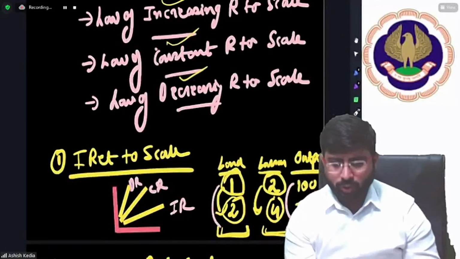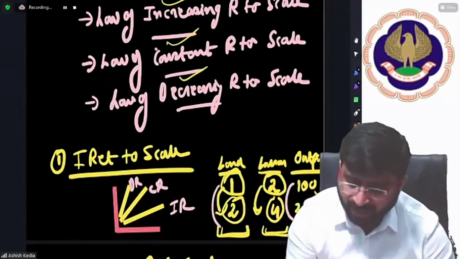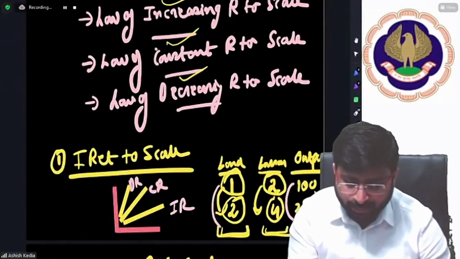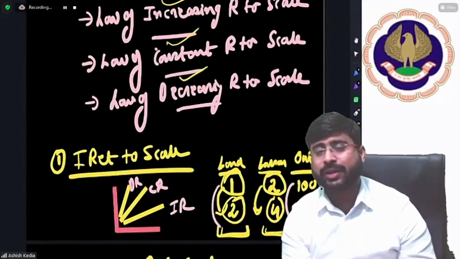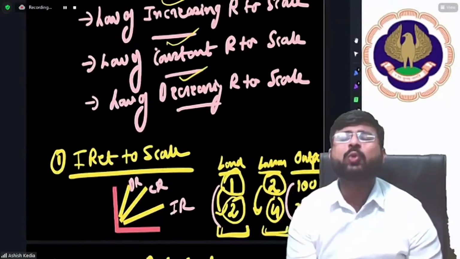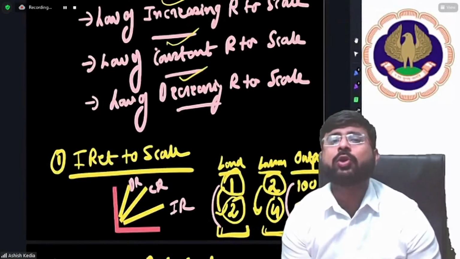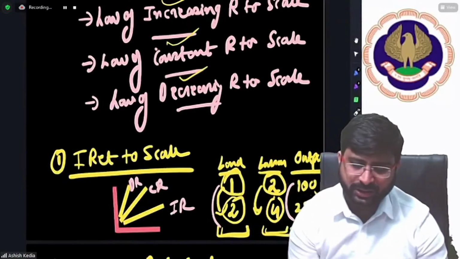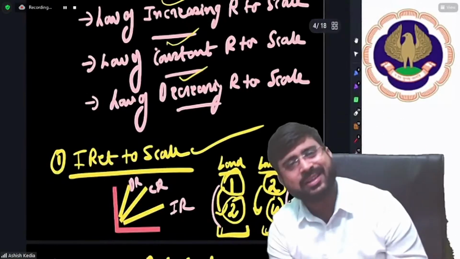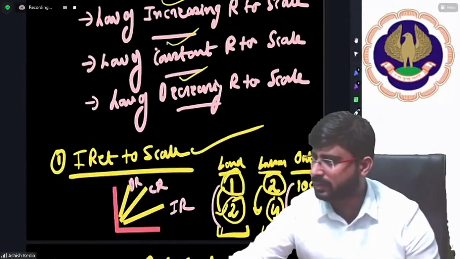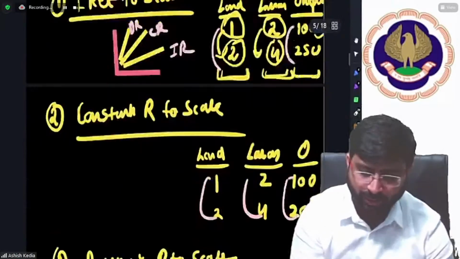Got it? So once you see this, land is 1, labor is 2. When land became 2, labor became 4. So when all these were doubled, output got more than doubled. And so the answer is increasing returns to scale. That's fantastic.